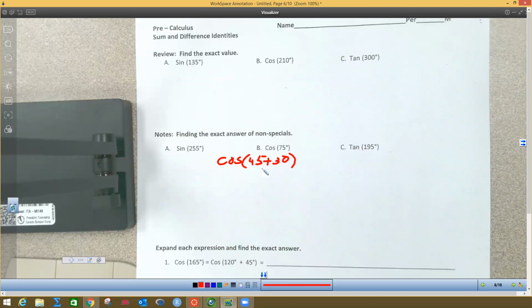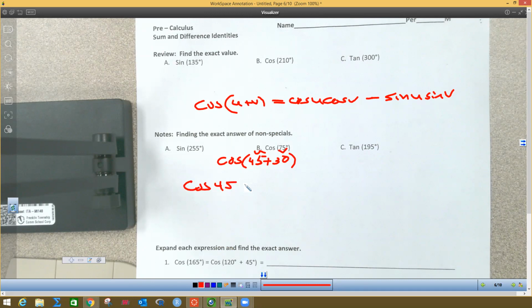Now, if you look at your identity, the cosine of u plus v is going to equal the cosine of u, the cosine of v plus, or sorry, minus, because this sign is always different, sine u sine v. So I hope you see that u is 45 and v is 30. So I'm going to get cosine 45, cosine 30, minus sine 45, sine 30.